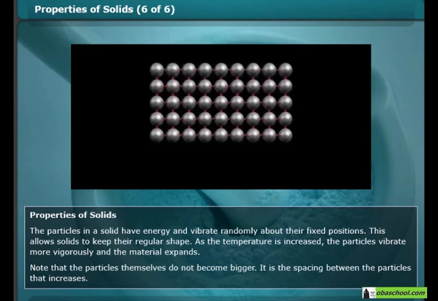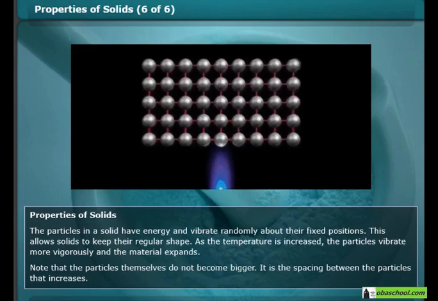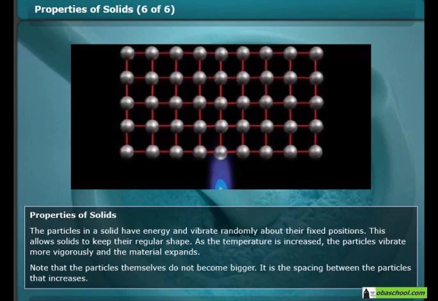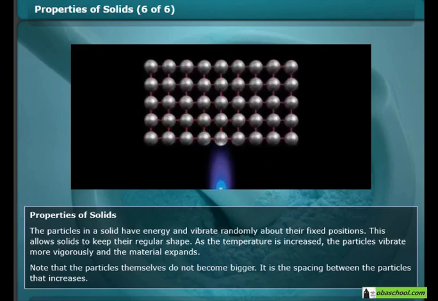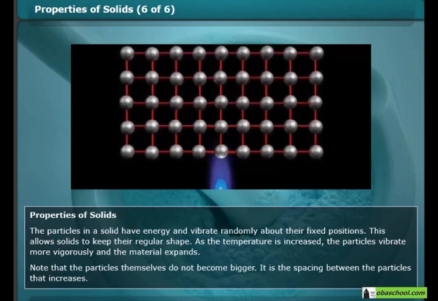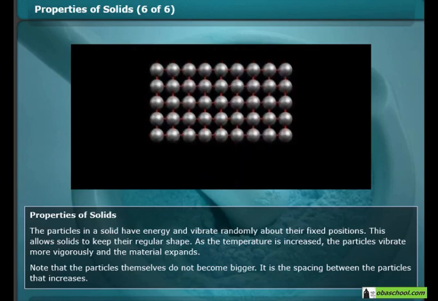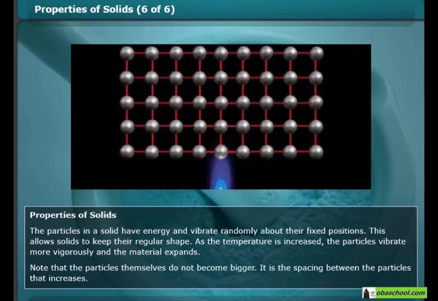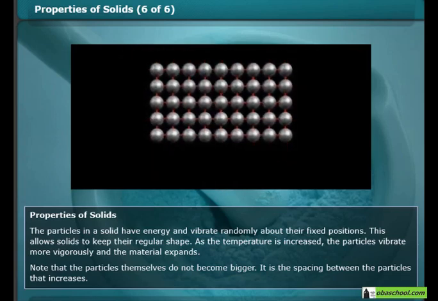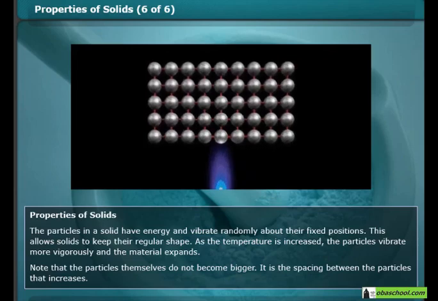The particles in a solid have energy and vibrate randomly about their fixed positions. This allows solids to keep their regular shape. As the temperature is increased, the particles vibrate more vigorously and the material expands. Note that the particles themselves do not become bigger. It is the spacing between the particles that increases.